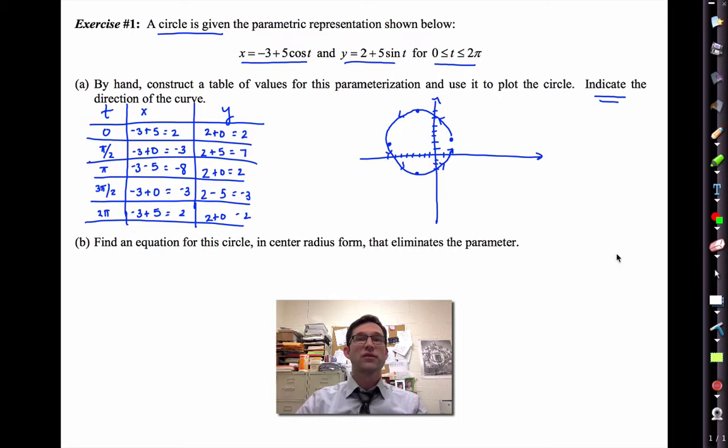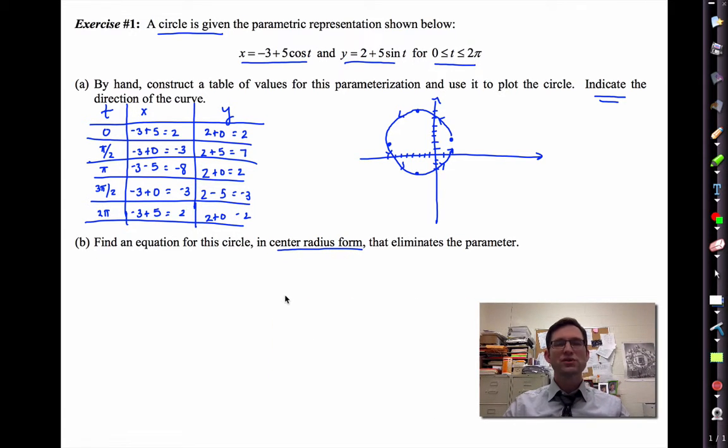Indicate the direction of the curve. Don't forget to do that. It's easy. All right, now, letter B asks us to find an equation for the circle in center radius form, that eliminates the parameter. So it's been a little while since we've eliminated the parameter. We did that in lesson 1, okay?